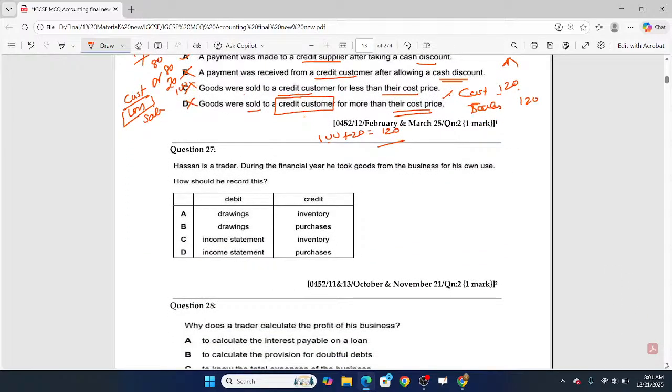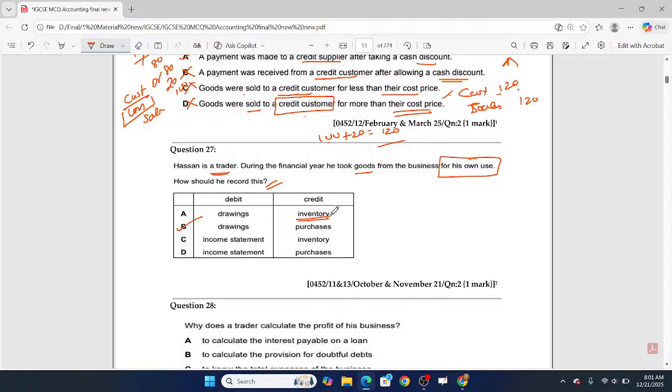27th. Hassan is a trader. During the financial year, he took goods from the business for his own use. How should he record this? Then drawings should be debited and purchases should be credited. So B is the correct one.